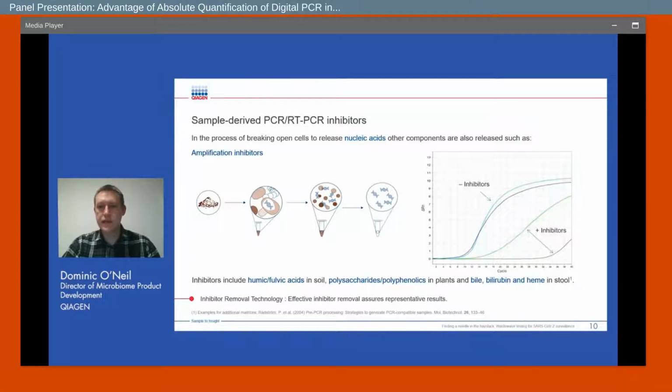On the right, you can see a PCR curve of the same sample processed with and without QIAGEN's inhibitor removal technology. Without the inhibitor removal technology, those are the curves labeled as plus inhibitors, you can see a dramatic shift in CT to the right, where the samples are coming up much later. And this is due to these inhibitors. This clearly is going to decrease your sensitivity when doing a PCR. You won't detect positive samples if you do not remove your inhibitors ahead of time.